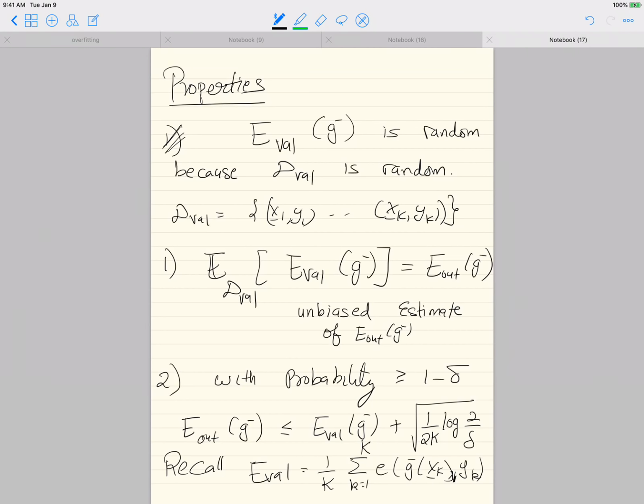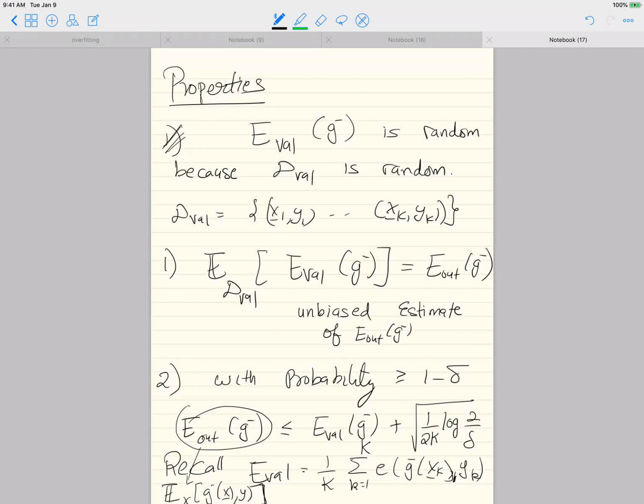And E_out, this quantity, is by definition the expected value over x of e(g minus of x and y). This is the test error, right? So here you are getting K independent points, x1, y1, x2, y2, and you're evaluating g minus on these K points. So you're computing the loss function on those K points and taking the average. E_out is basically saying that you take a random point x from the same distribution, compute the loss, and then take the expectation.